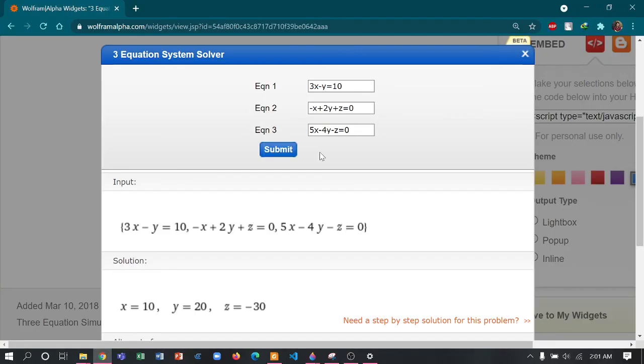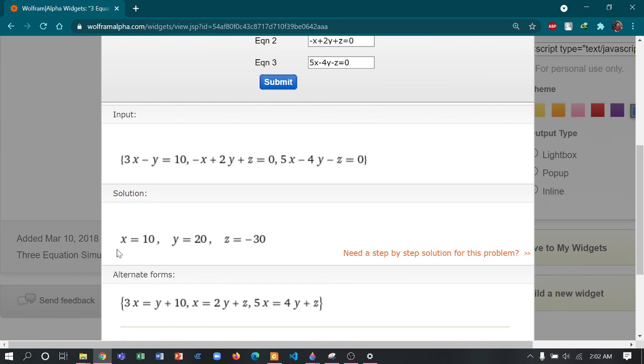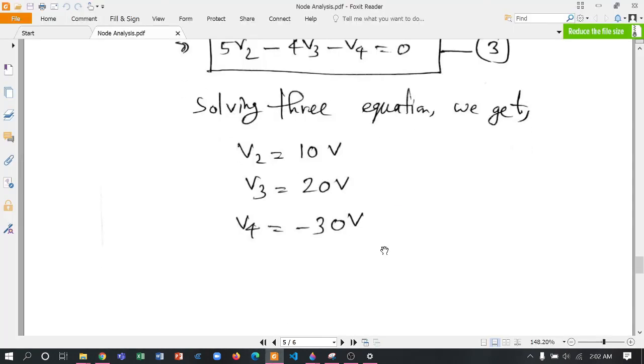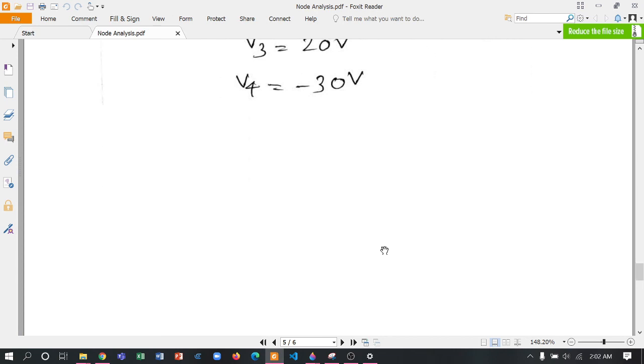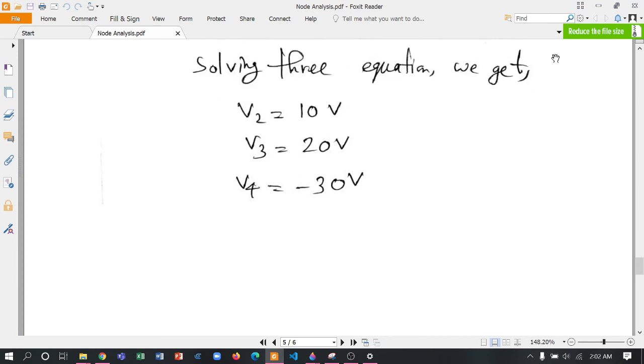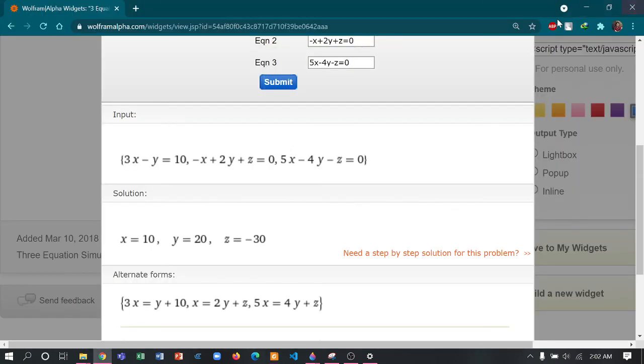So we are going to solve it. When we solve it, we have assumed that x is equal to V2, y is equal to V3, and z is equal to V4. So we have made that equation. You can pause the video here and go back to see what I have done. This is just simply a formula, and we have got x equal to 10, that means V2 is equal to 10, y is equal to 20, that means V3 is equal to 20, and z is equal to -30, that means V4 is equal to -30. So we have got these results, and this is our tutorial about node analysis.